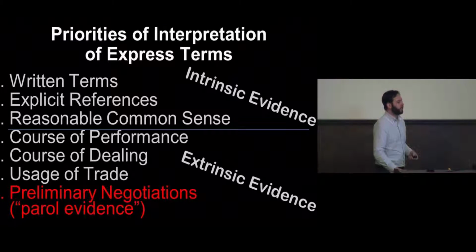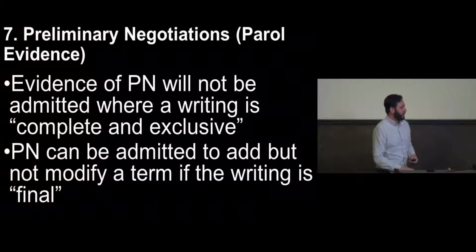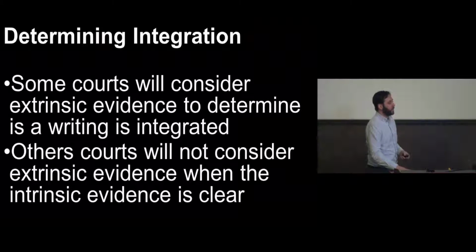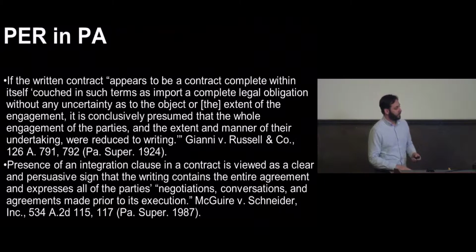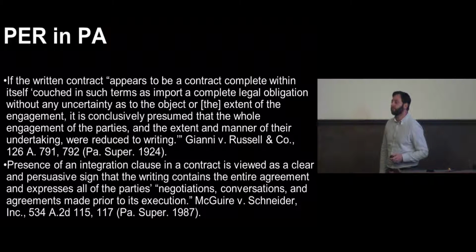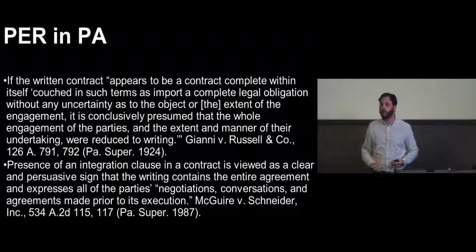And finally, preliminary negotiations are this issue that relates directly to parole evidence. And we'll talk about that in a moment. The parole evidence rule, just for keeping track, is in 213.2 and 213 of the restatement. We'll come back to that. So on the parole evidence rule, I did mention that we will focus specifically on, at least on this exam, how the parole evidence rule is applied in Pennsylvania.